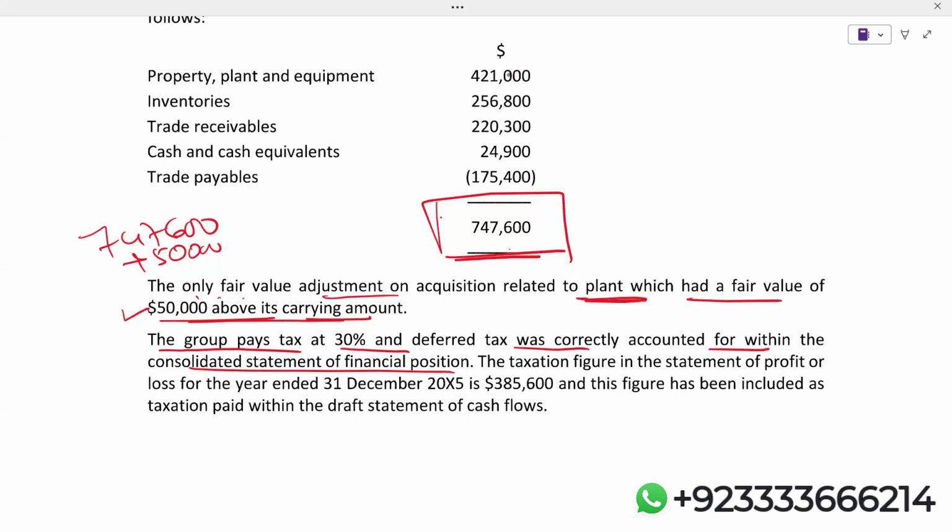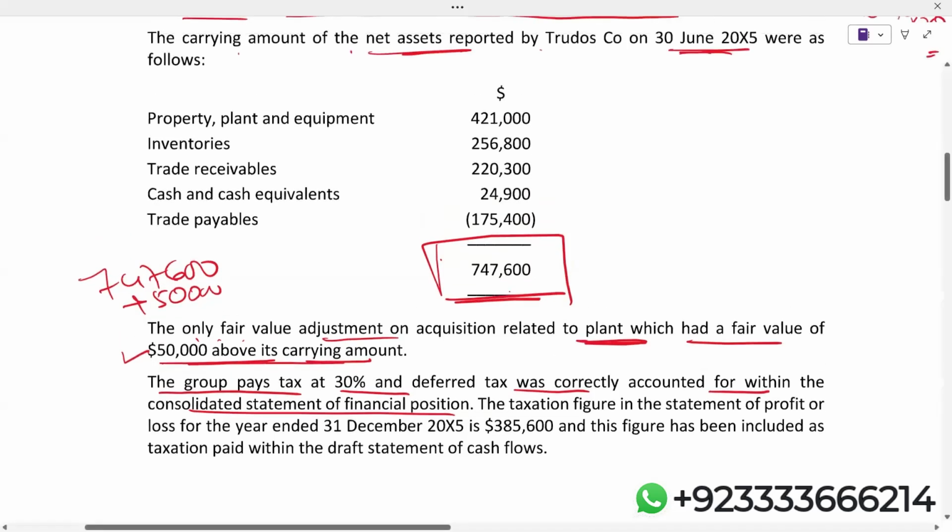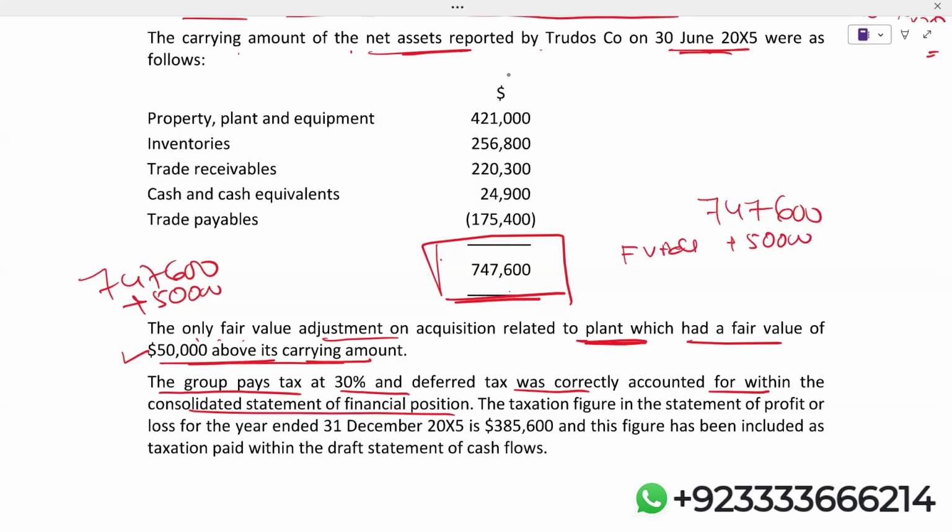Tax rate is 30%, which means that logically 7,47,600 will increase by 50,000 due to fair value adjustment, but it will also be reduced by deferred tax liability, 30% of that, because a liability of course will decrease your net assets.